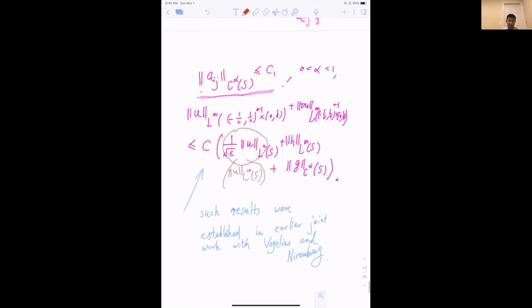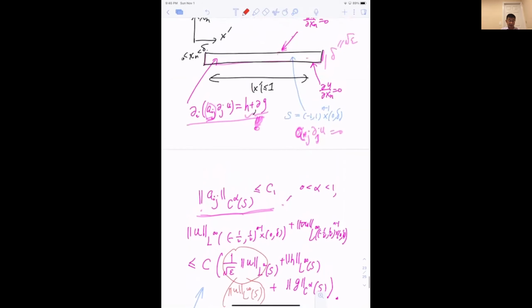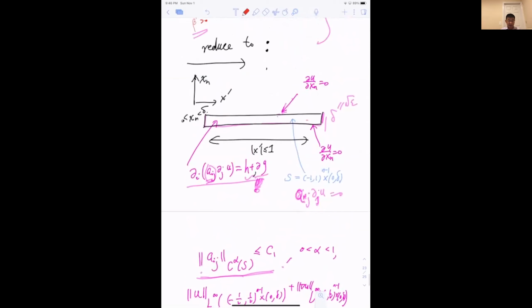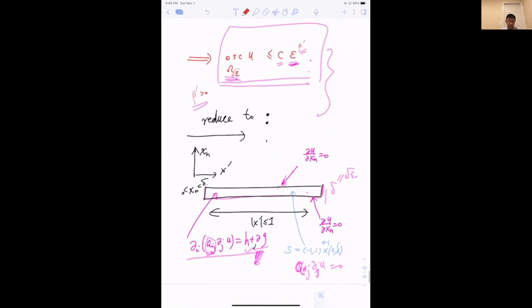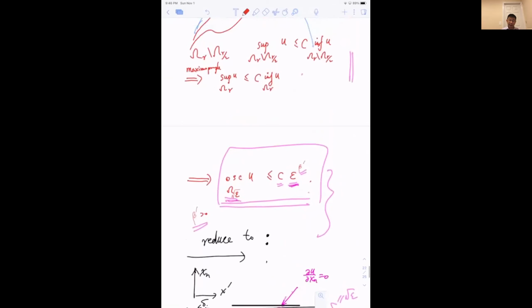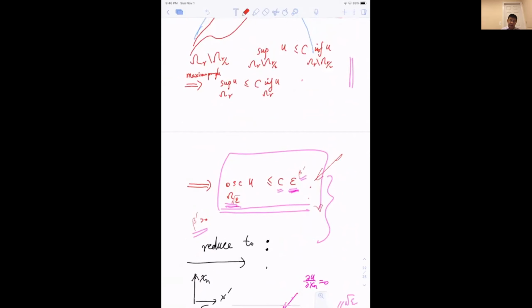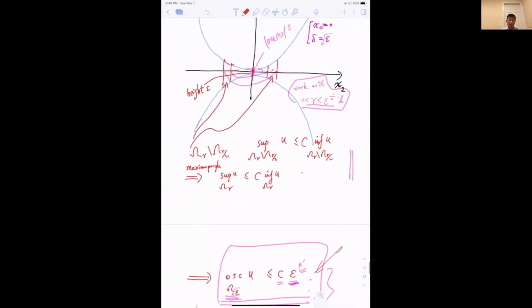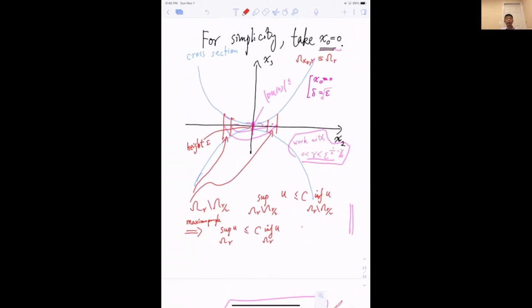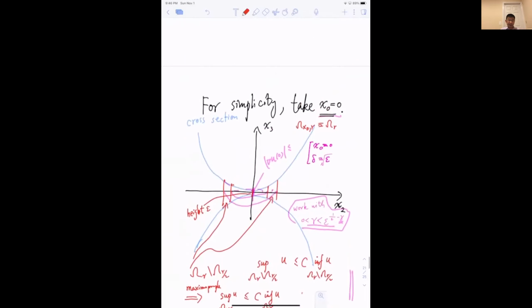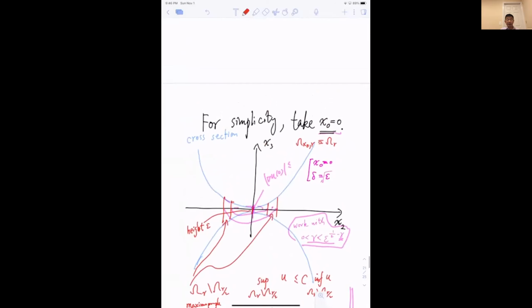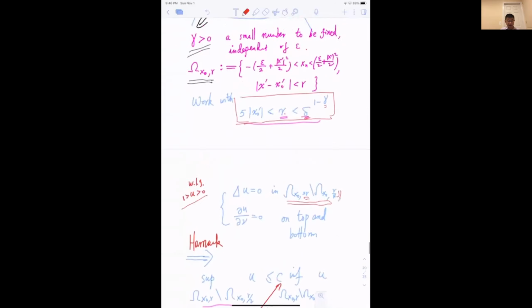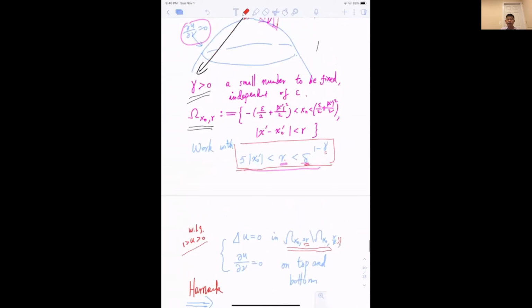Such estimates were established in earlier joint work with Borgelius and Nirenberg. So now we can reduce to such estimates, and using this oscillation, we are able to improve the earlier insulated case estimate. So I'll stop here.